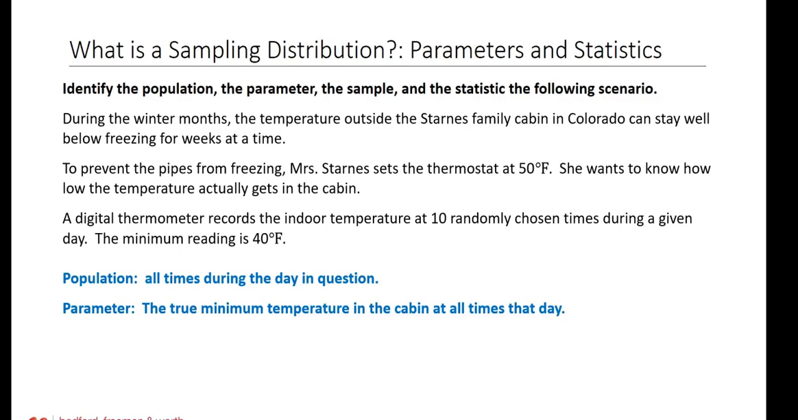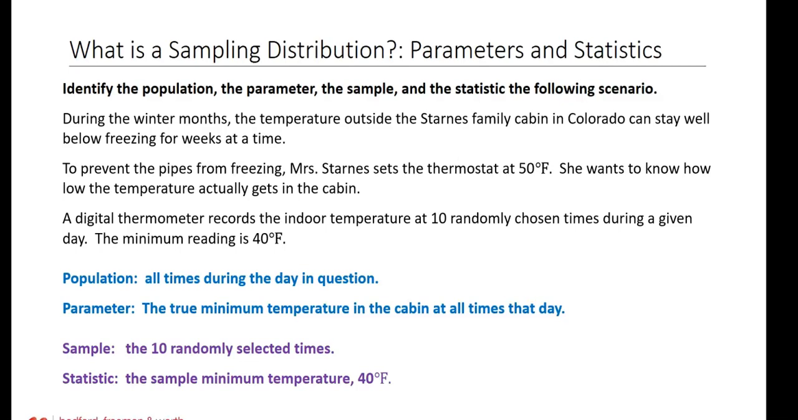The sample would be, let's see, they took 10 randomly chosen times. That should have been a key. Sometimes when you're having trouble identifying the population, look at what the sample is. In this case, that was kind of clear: the 10 randomly chosen times. That would have helped you go, oh, the population is all the times during the day. So I think seeing the sample sometimes helps you go backwards and understand the population. And the statistic would be the minimum temperature from those 10 recorded times, which was 40 degrees.